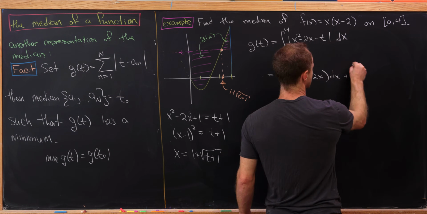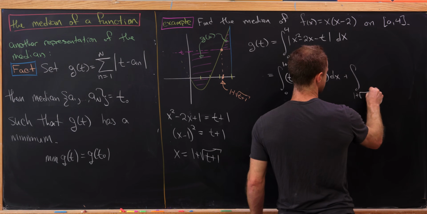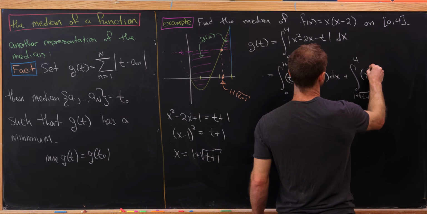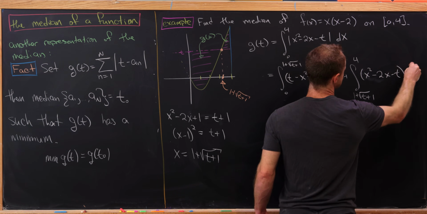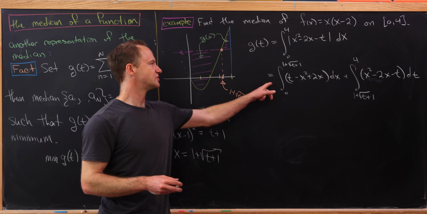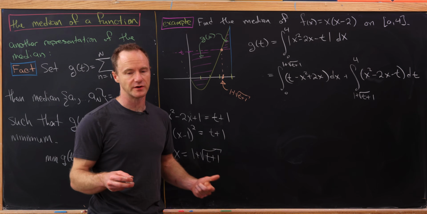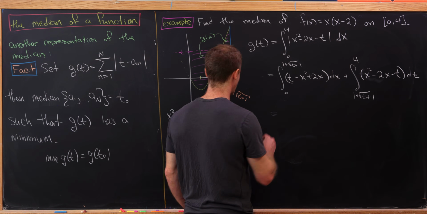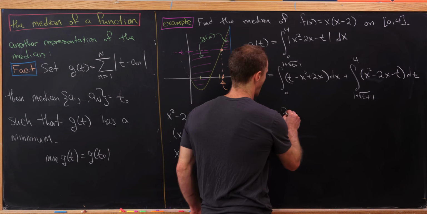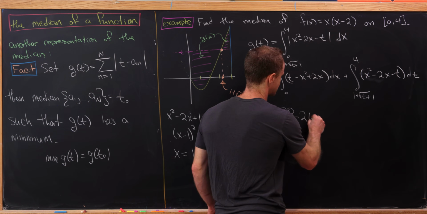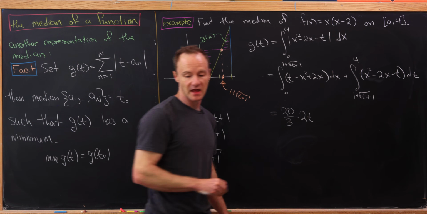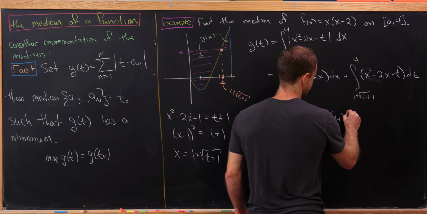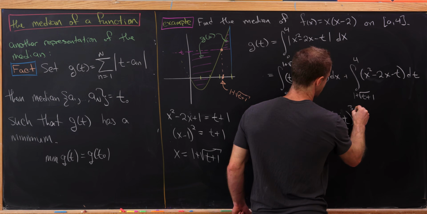And then plus the integral from 1 plus the square root of t plus 1 up to 4 of x squared minus 2x minus t dx. Now, doing this calculation is not super involved or anything, but we won't skip it here because it's not super interesting either. But what you end up with in the end is 20 over 3 minus 2 times t, and then plus 4/3, and then 1 plus t to the 3/2.